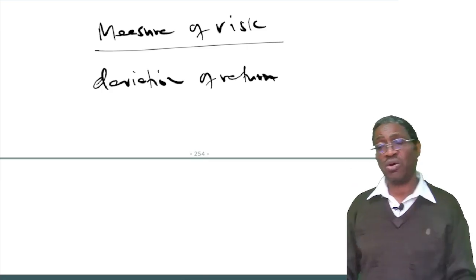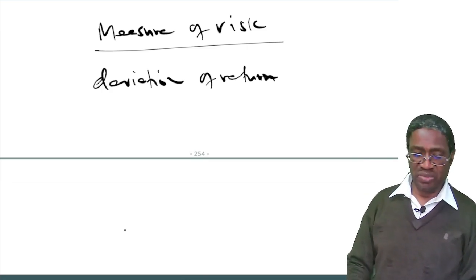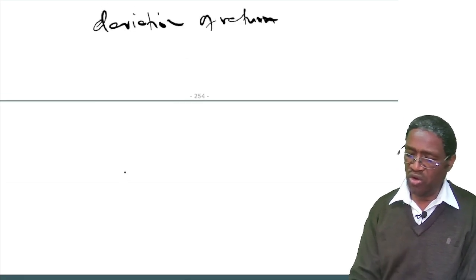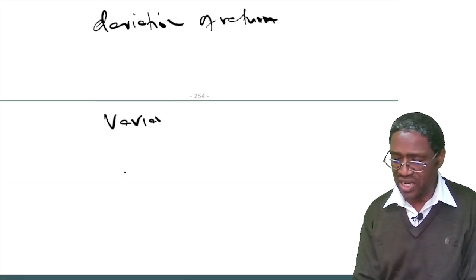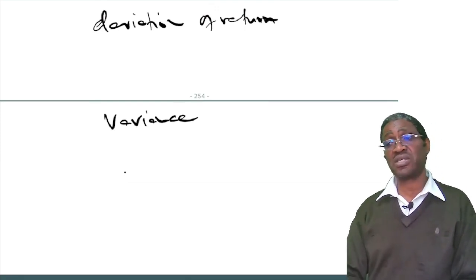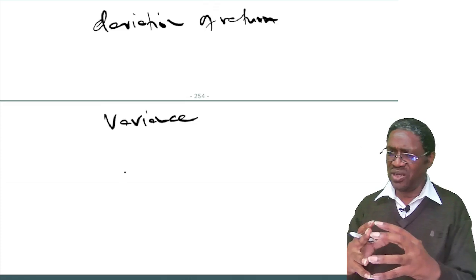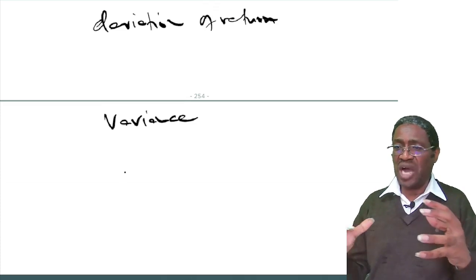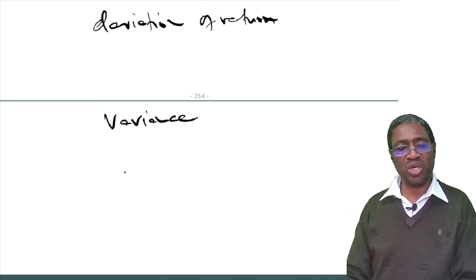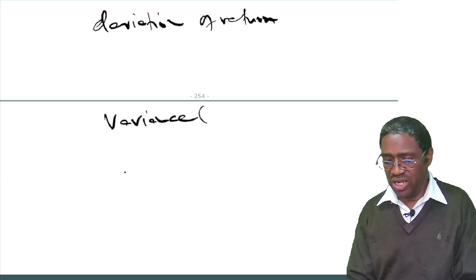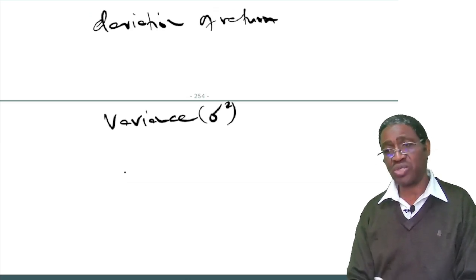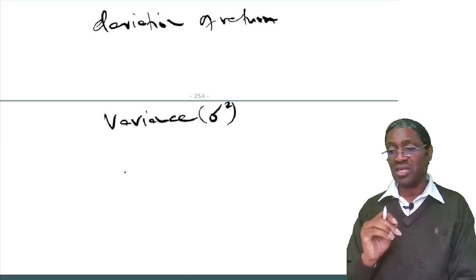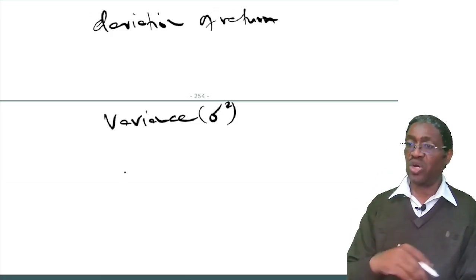So the question is, how do we measure the risk of an investment? There are two ways of measuring the risk of an investment. One way of measuring the risk is what we call the variance. The term variance means how the return varies from a particular point. So you can compute what we call the variance. We normally use the symbol theta square for the variance. That is one measure of risk. We call it the variance.